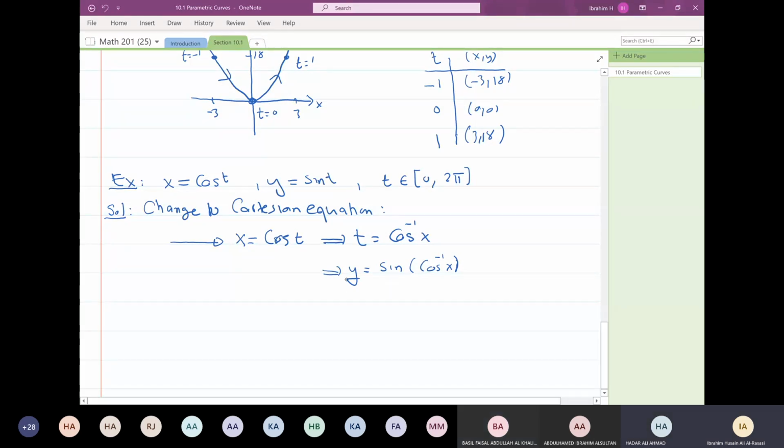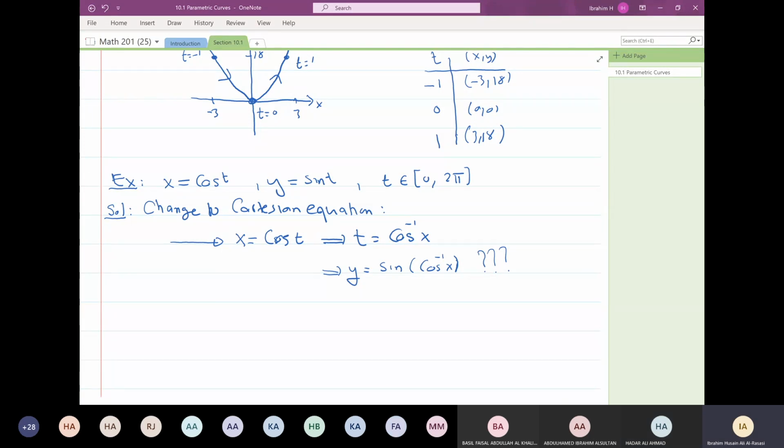Now you have y equals sine of cosine inverse of x. Now, is this wrong? No, it is not wrong. This is a Cartesian equation. But how to graph this equation? Can you identify the graph of this equation? What is the graph? Do you know how to graph this? No, it's not familiar.